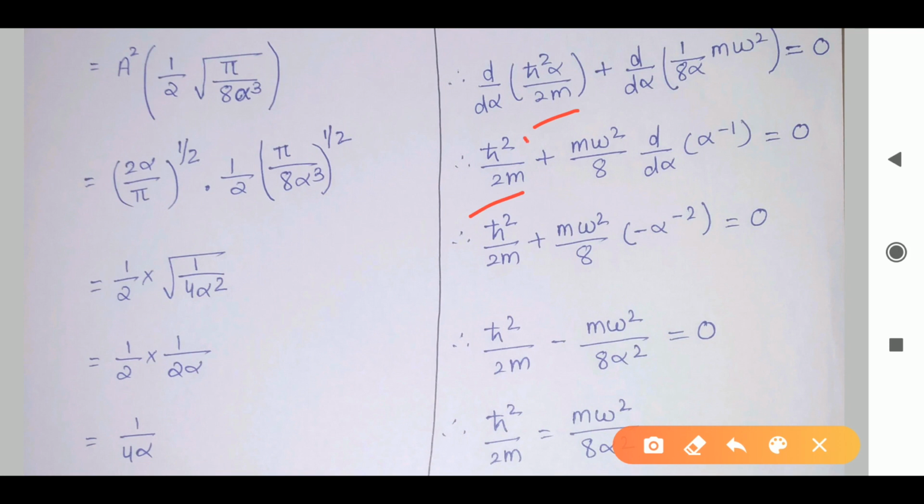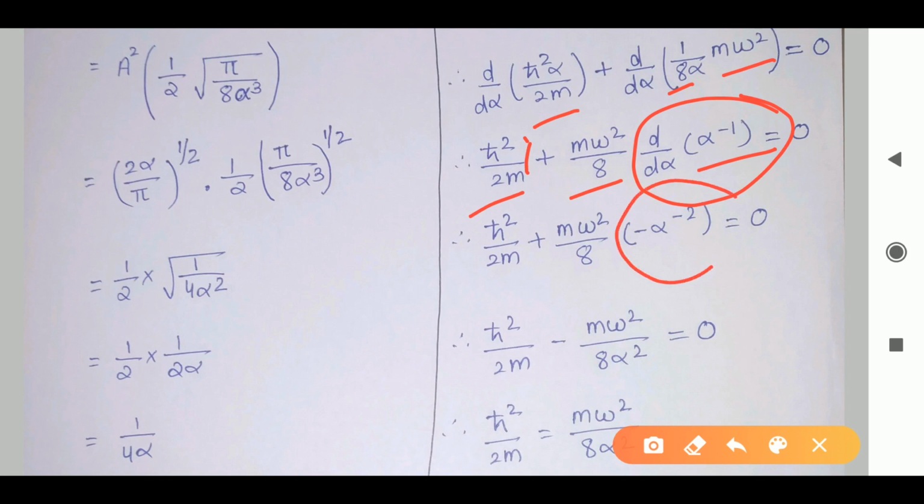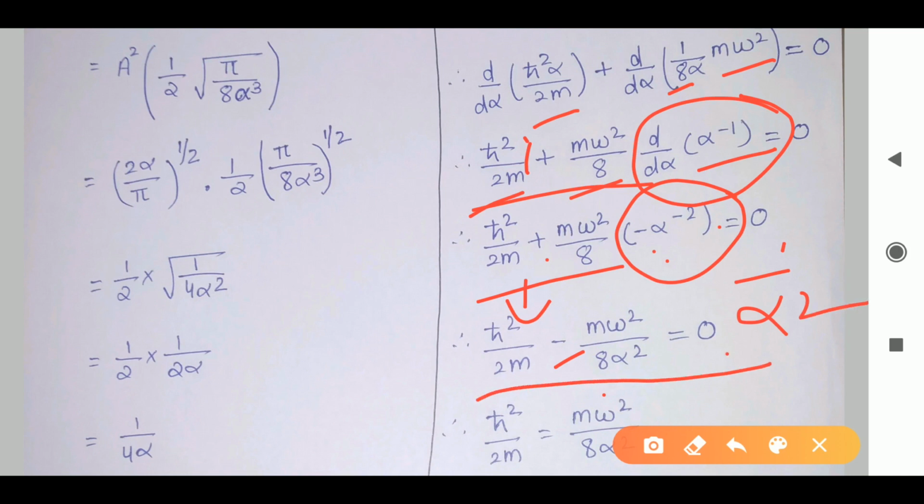Okay, now here m omega square upon 8 I can take outside. Now 1 upon alpha I can write as alpha inverse. So the derivative of alpha inverse, what I will get is this. This term I have written as it is, and this minus sign I can take here, and then m omega square upon 8, this alpha raised to minus 2 I can write as 1 divided by alpha square. So I will get this term, that will be equal to 0.